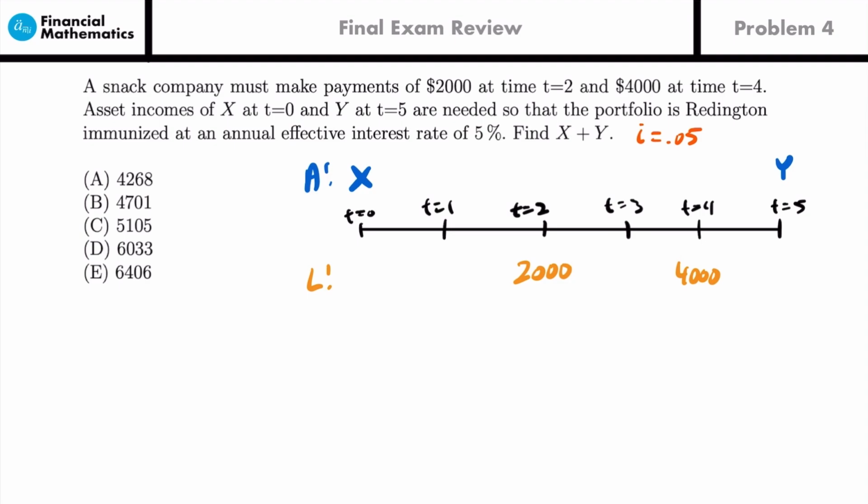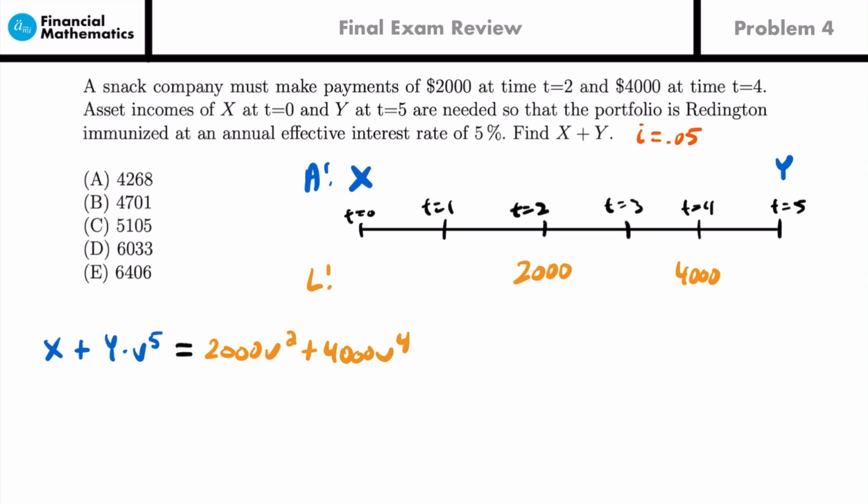The present value of the assets must be equal to the present value of the liabilities. So let's start with the present value of the assets. X is already valued at time 0, so we're going to have X plus the present value of Y, which is currently valued at time 5, so we need to bring it back 5 periods. So we'll have X plus Y times v to the power of 5. All right, and that's going to be equal to the present value of the liabilities, and we have two of them, 2,000 at time 2, 4,000 at time 4. The $2,000 needs to be brought back 2 periods, and the $4,000 needs to be brought back 4 periods. So we'll have 2,000 times v squared plus 4,000 times v to the power of 4. That's the first condition. We have set the present values equal to each other.